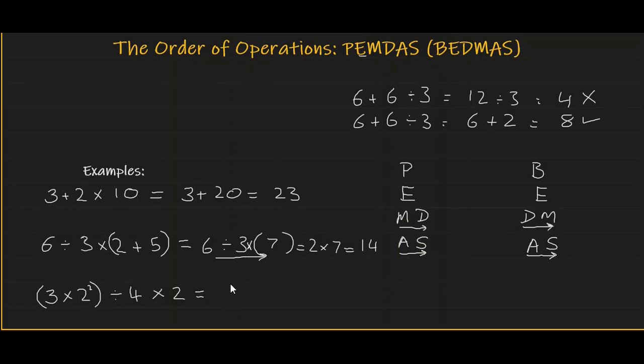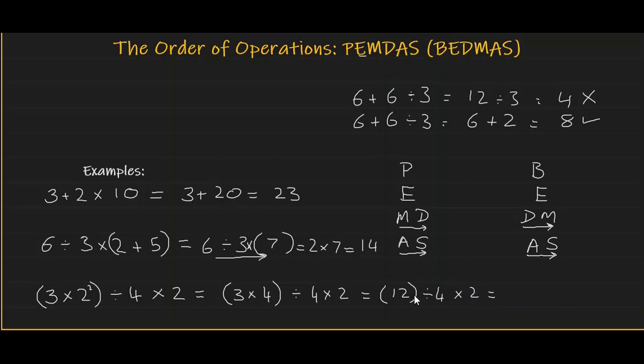So let's start solving. 3 times 2 raised to 2, which gives you 4, bracket close, divided by 4, multiplied by 2. Next, we are still solving the brackets. So 3 times 4, 12, divided by 4, multiplied by 2.